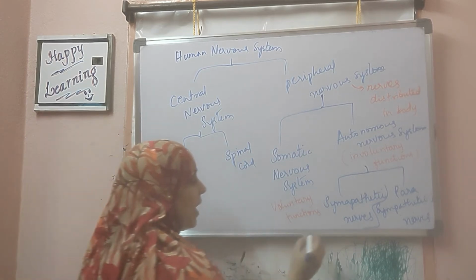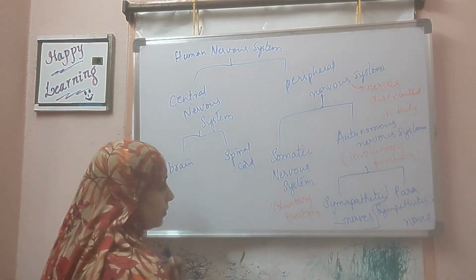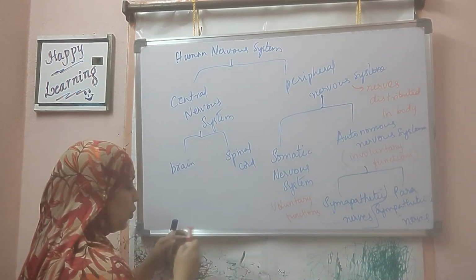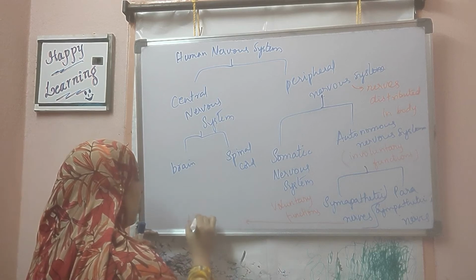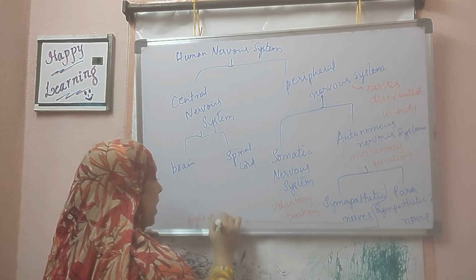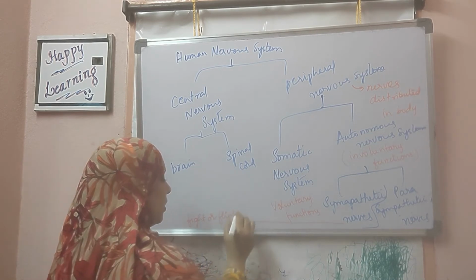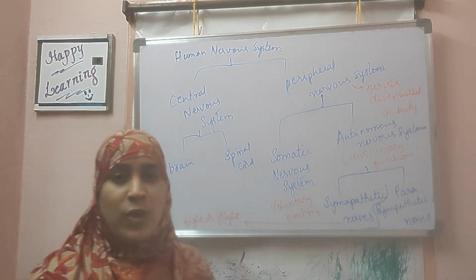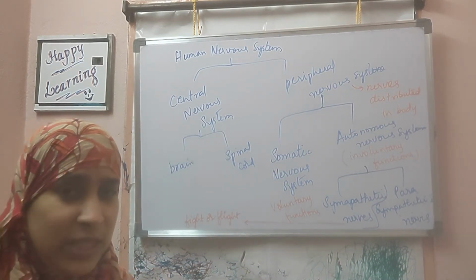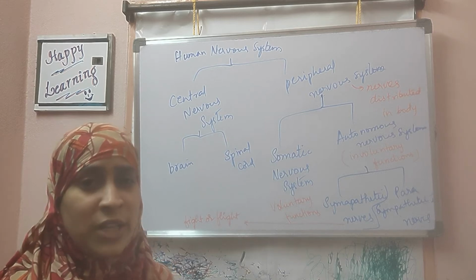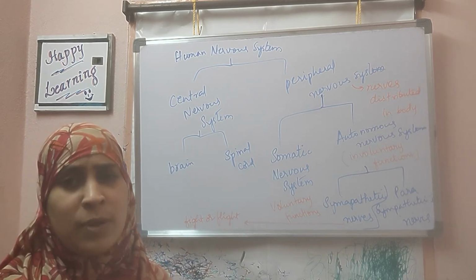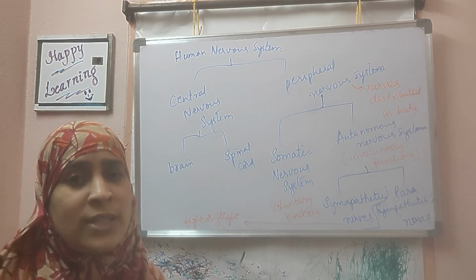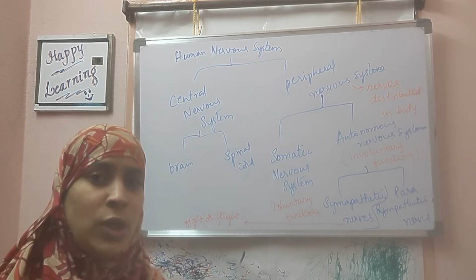The sympathetic nervous system is related to all stress related fight or flight. Why is it called like that? When you are getting more angry, you fight. When you are getting more depressed, you try to escape from that problem. You go into depression. All these things.